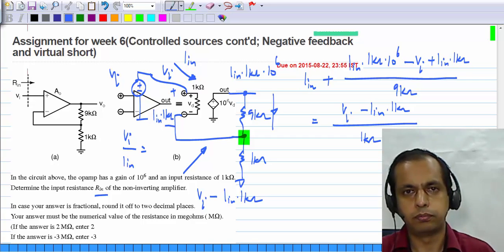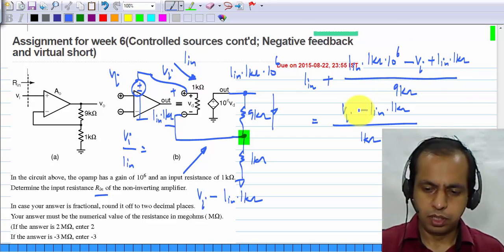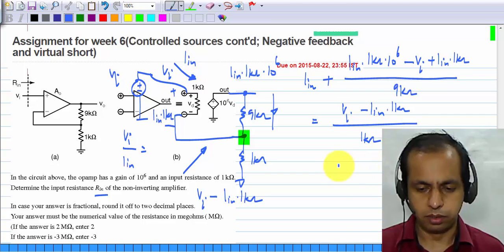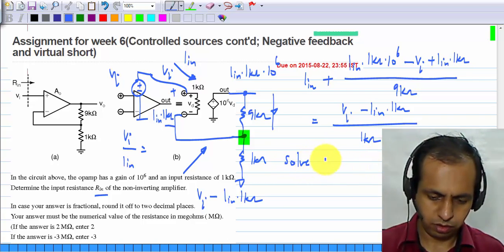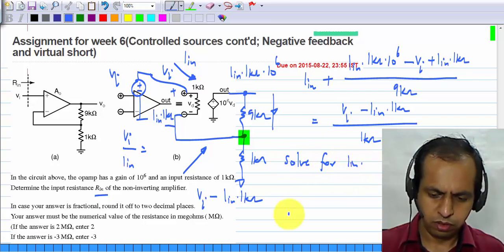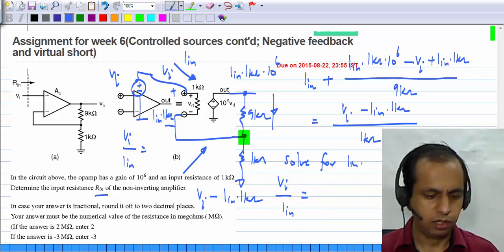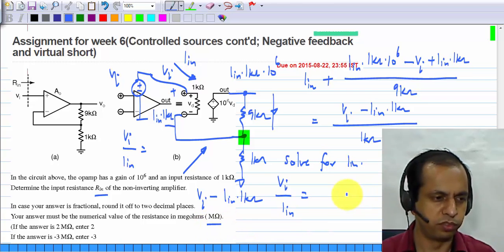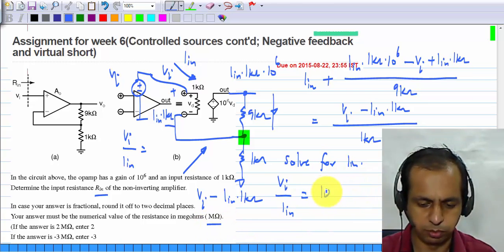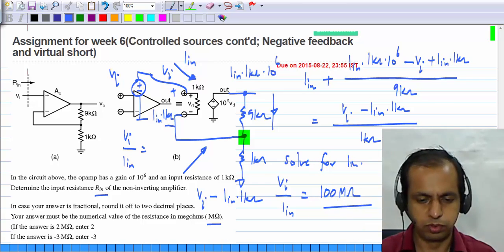Okay, and you can solve for In with this, and you take the ratio Vi by In, which is the input resistance, and you're asked to specify this in mega ohm. If you calculate it correctly, you will find that this is about 100 mega ohm. Okay.